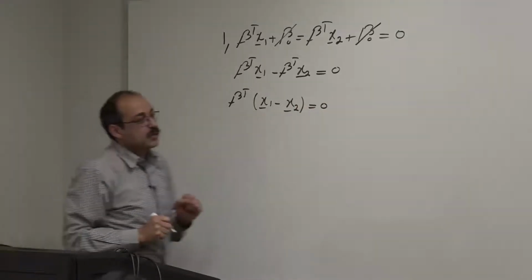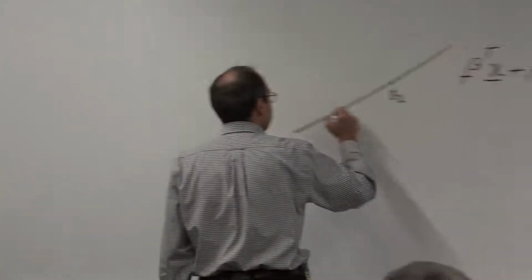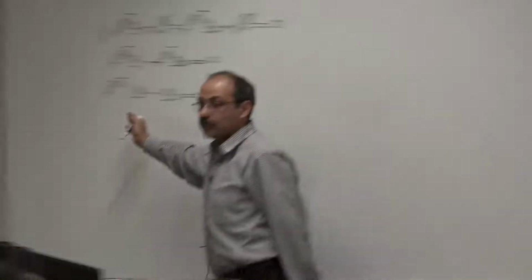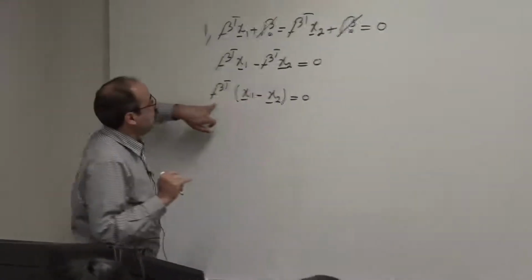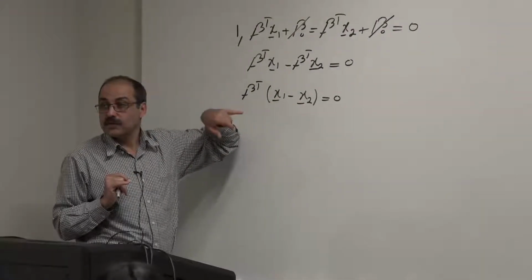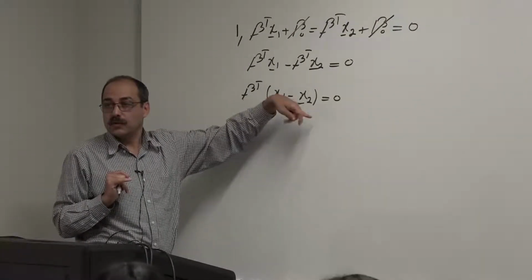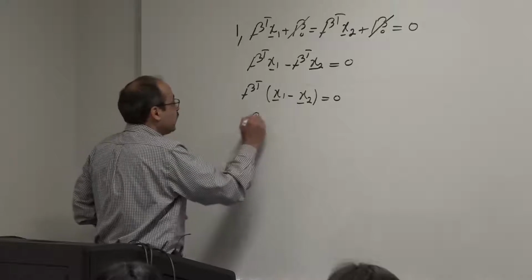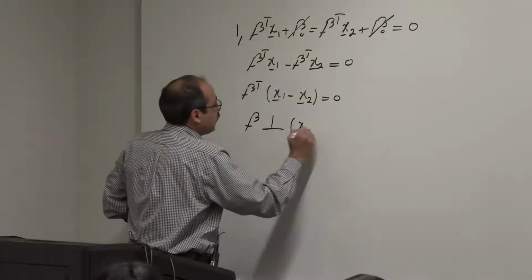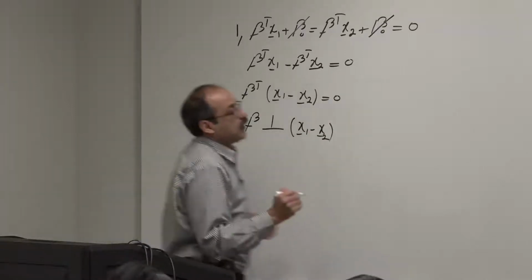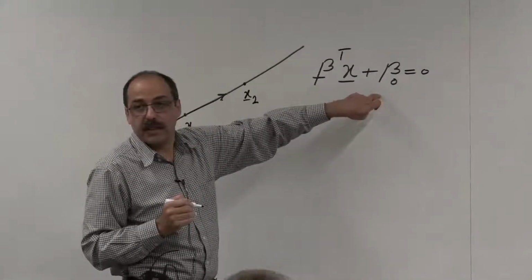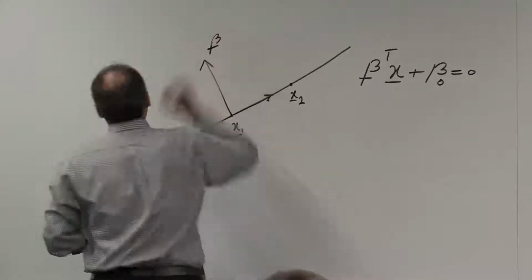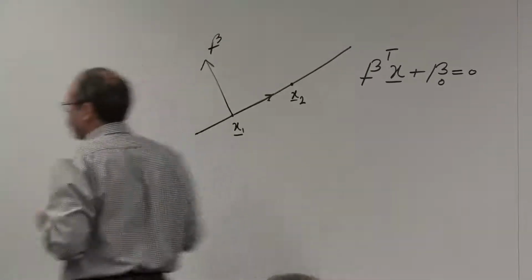So x1 minus x2 is a vector. And beta also is a vector. And now I tell you that the dot product of two vectors is equal to 0. So what do you conclude out of this? It means that these two vectors are orthogonal, right? It means that beta is orthogonal to x1 minus x2. So if you have the equation of a hyperplane, beta is orthogonal to the hyperplane. That's the first property.